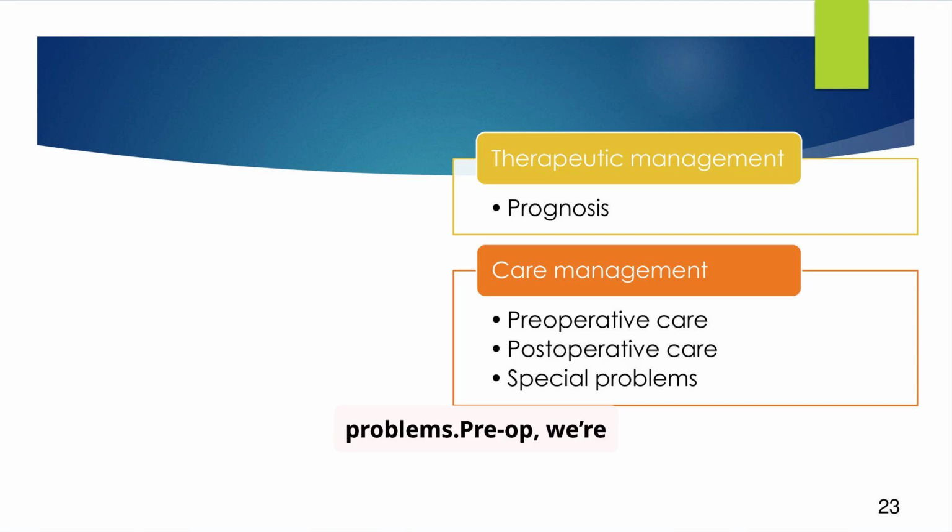Pre-op, we're suctioning frequently and keeping the baby NPO. Post-op, we're watching for aspiration, stricture, or leaks. Feeding is slowly introduced. Long-term, these kids might need support for swallowing or reflux.